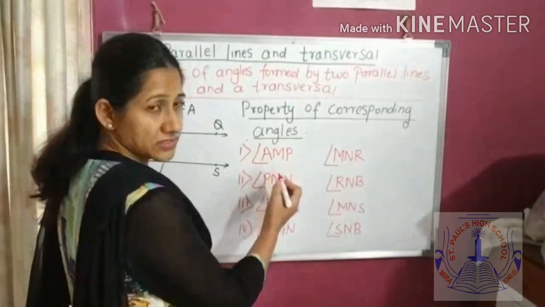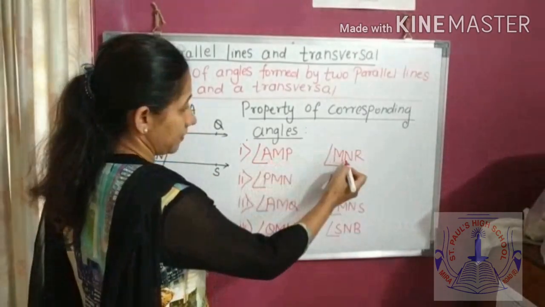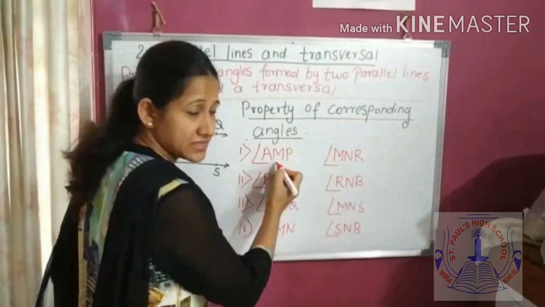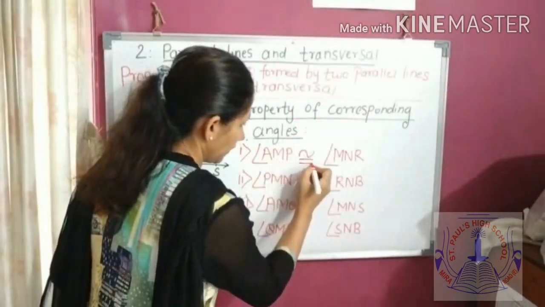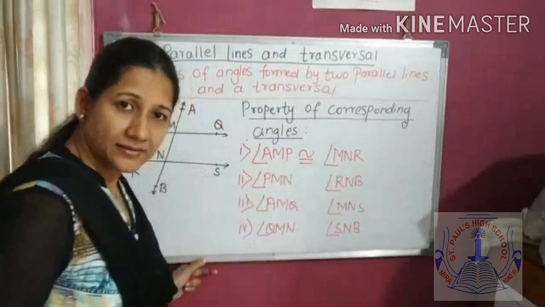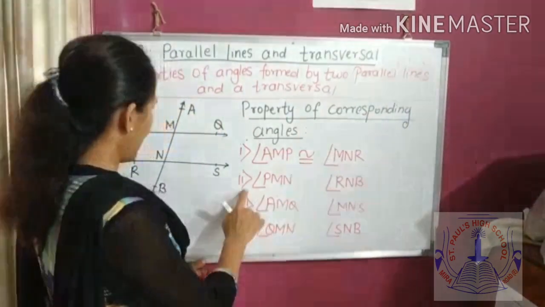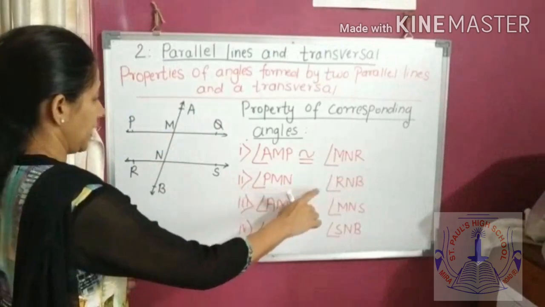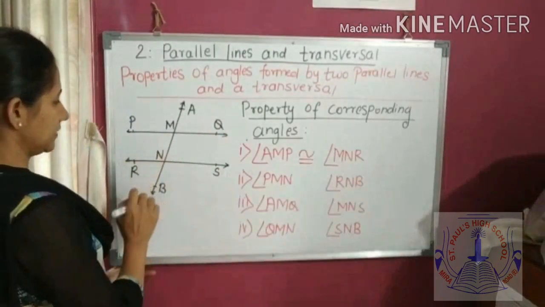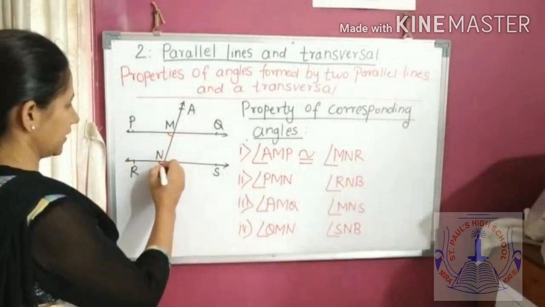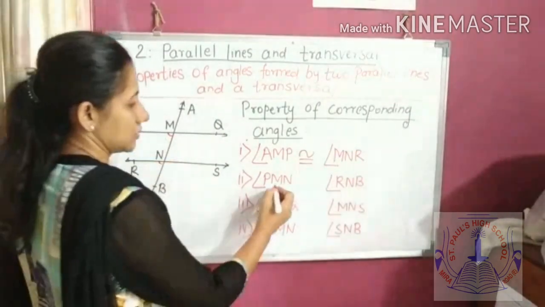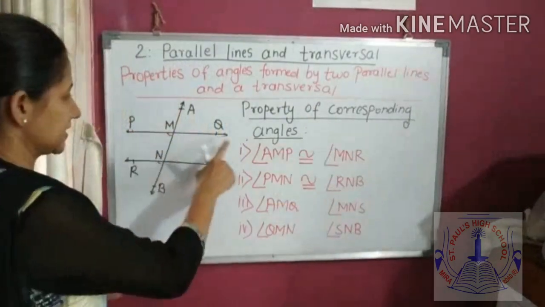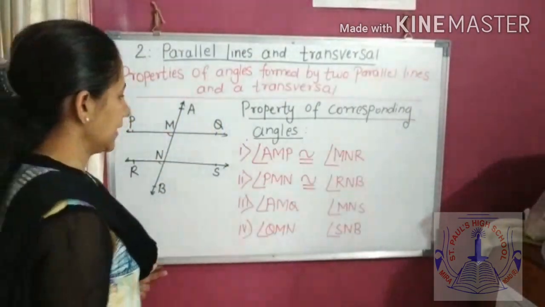The very first is angle AMP and angle MNR. As per the property of corresponding angles, angle AMP is congruent to angle MNR. Similarly, the next one, angle PMN and angle RNP. This is another pair of corresponding angles, so this is also congruent to each other, because the lines are parallel.